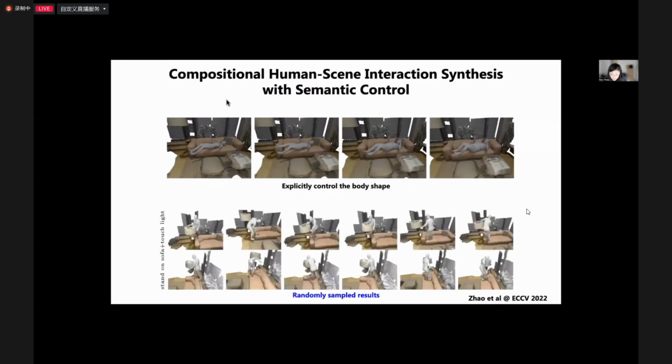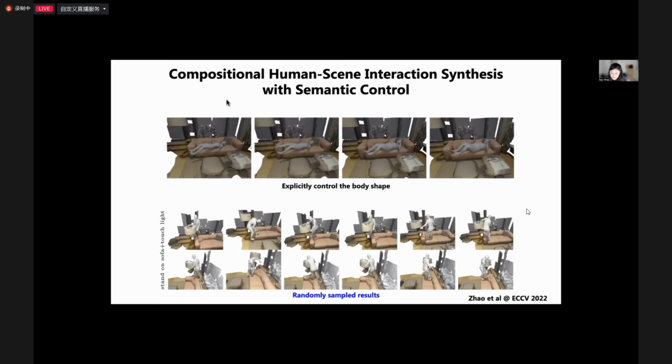And the second one is we can also generate compositional interactions by only training on atomic interactions. So for example, in this case, our model never saw examples of standing on the sofa and touching the light. However, by leveraging the attention mechanism of the transformer architecture, we can generate the action for standing on the sofa and touching the light without really seeing such a training example before, right?